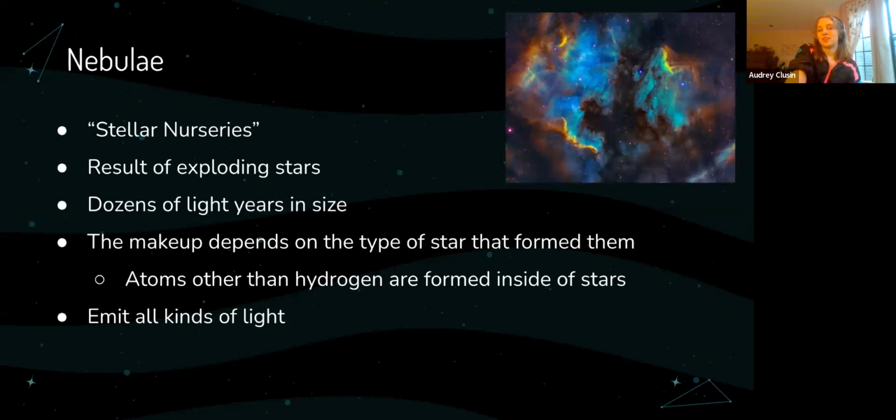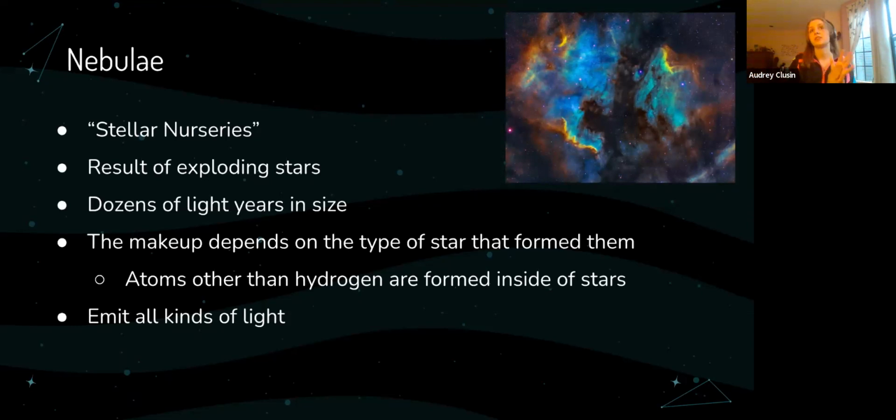Anyway, so nebulae or nebulas, whatever you want to say, are often referred to as stellar nurseries, and that's because they are the places where stars tend to form. First I should say that they are clouds of gas and particles and molecules that are just floating around in space and aren't bound to anything. That's what nebulae are. And they're the result of exploding stars and that kind of thing. They are anywhere from a few to dozens to hundreds of light years in size, which is very, very large.